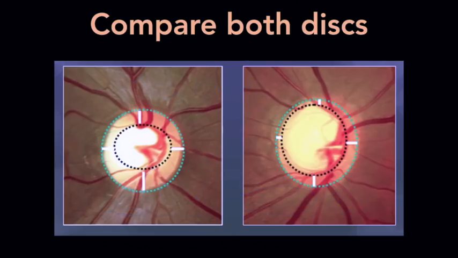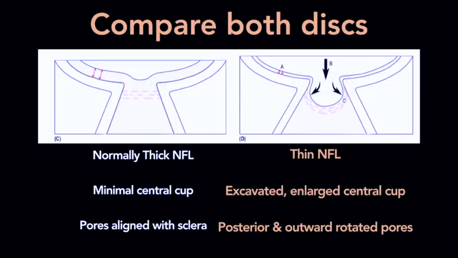So just compare these two discs. This disc follows the ISNT rule. As we can see, the inferior is the thickest, followed by the superior, the nasal and the temporal. But look at this disc. Here the ISNT rule is violated, which means you can see thinning of the superior and the inferior rim. So when there is thinning of the superior and inferior neuroretinal rim, there is damage to the neuroretinal rim, and that is evident from this picture. In this picture, just compare these two discs. This is a normal one. This is an abnormal one.